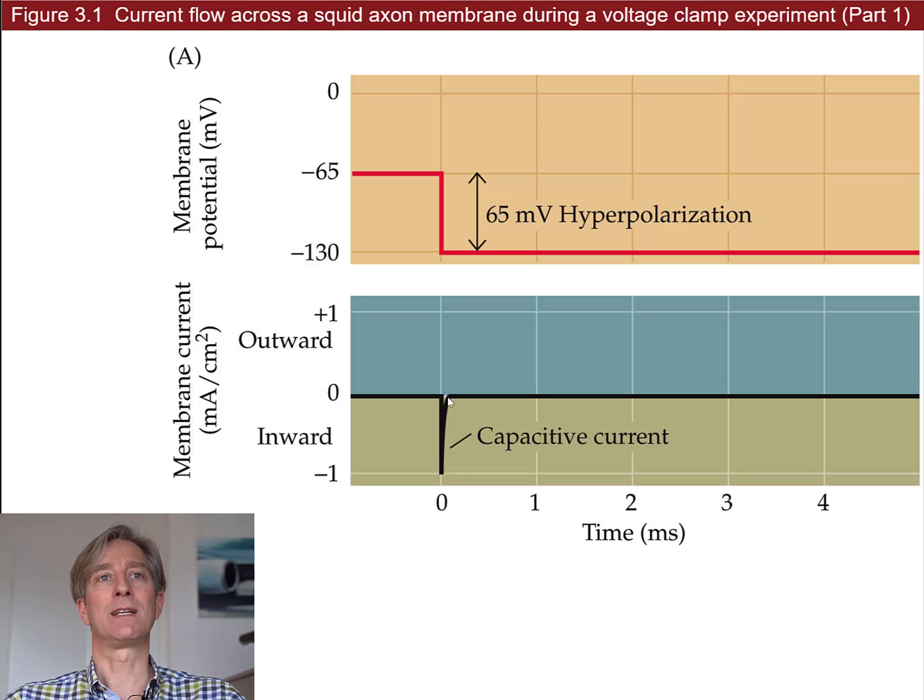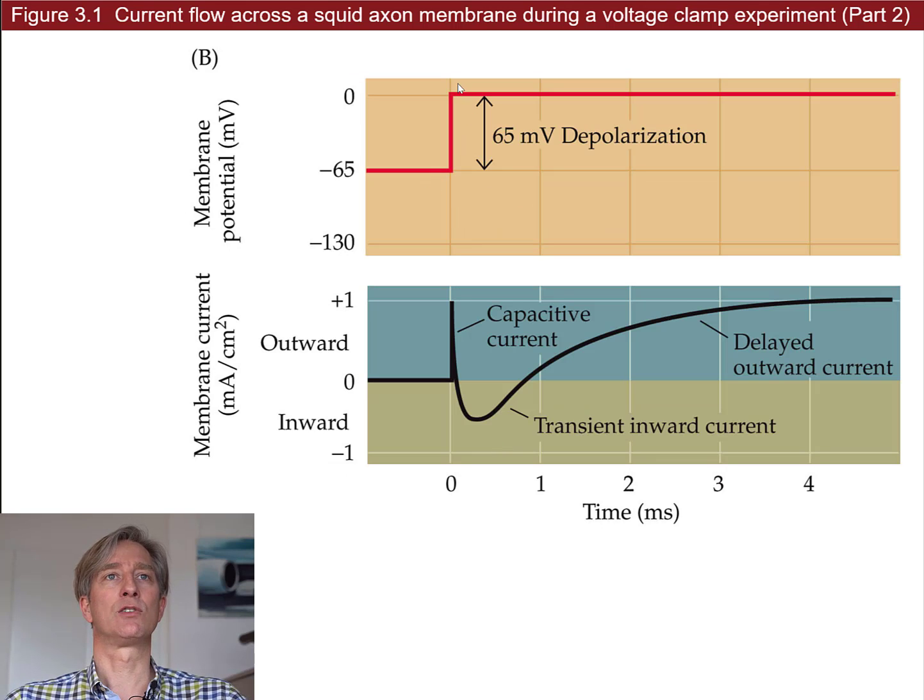And what you see, other than a brief capacitive current, since membranes have a little capacitance, so there's a little glitch here, is that actually nothing happens, there's no current flowing. However, if you now set the command voltage to 0, then after the capacitive current you get something very surprising: a transient inward current, a negative current, and then slowly building up a delayed outward current. So during a depolarizing voltage command, both the transient inward and the delayed outward current are measured. Our convention is that negative currents are inward.